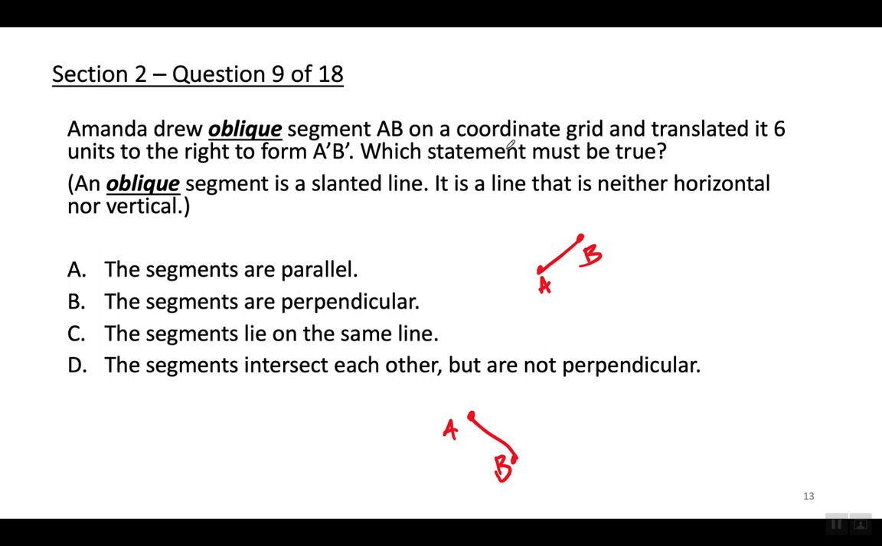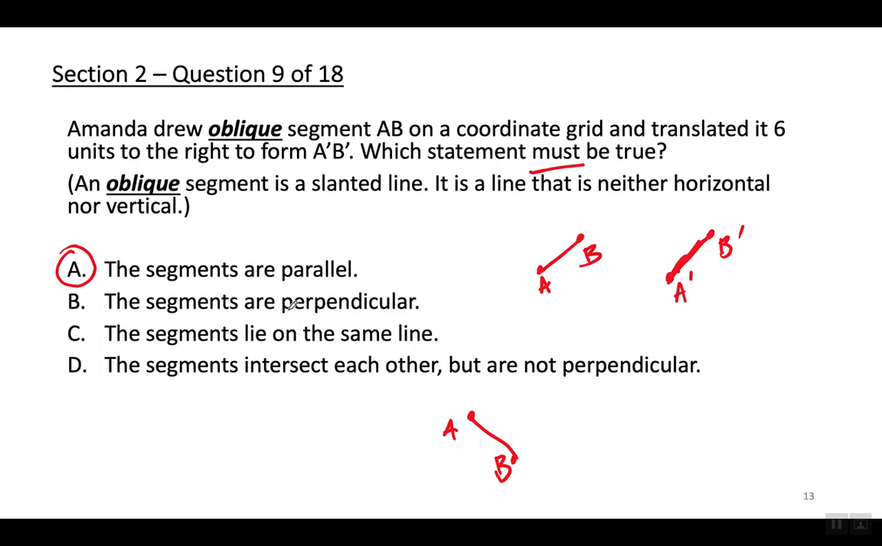Amanda drew oblique segment AB on a coordinate grid and translated it 6 units to the right. So more or less, 6 units to the right. And let's put A prime, B prime. Which statement must be true? Without even looking at it, just look at the first answer. The segments are parallel. Yes, it's that easy. Don't overthink it. Those two lines are parallel. And that should be obvious.